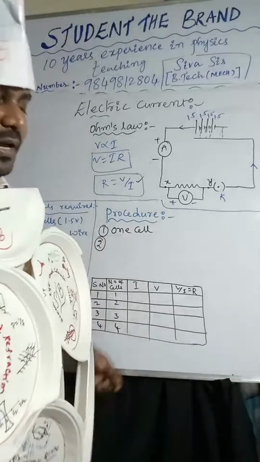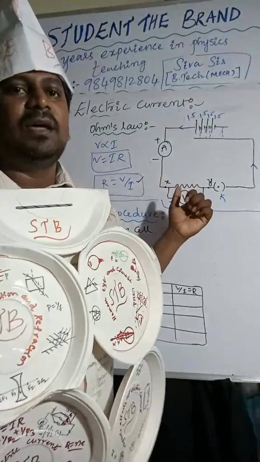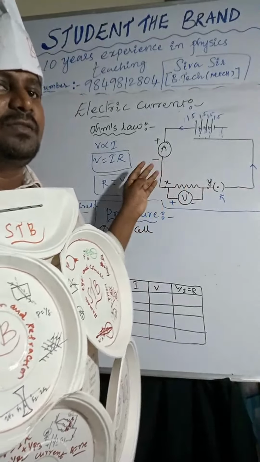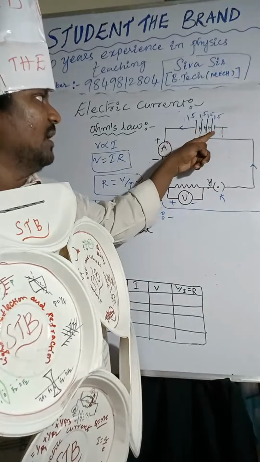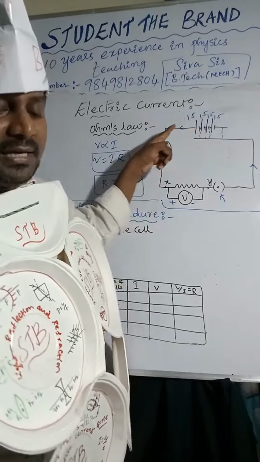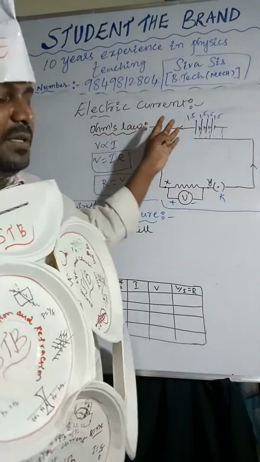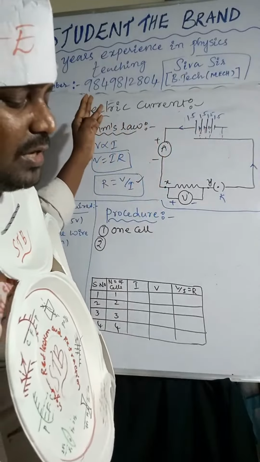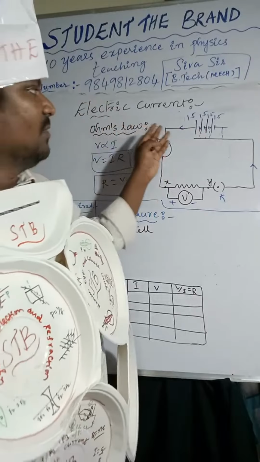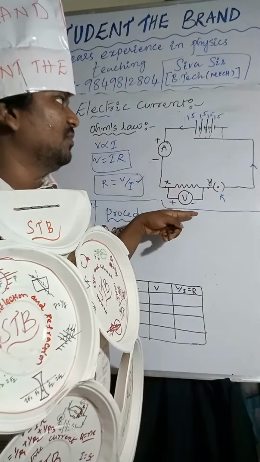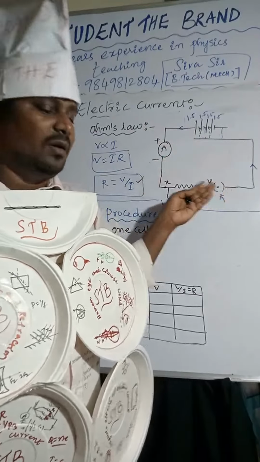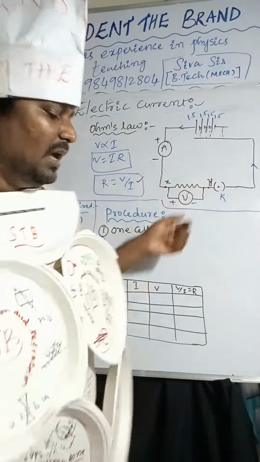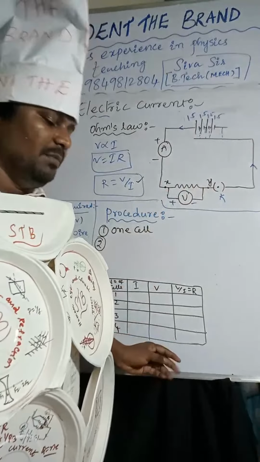First you have to connect one cell and note down the reading of the ammeter and voltmeter. That is the reason you can observe the dotted lines here. You connect one cell, note down the readings, then connect two cells, again note down the readings of the ammeter and voltmeter, and mention them in the tabular form given below.